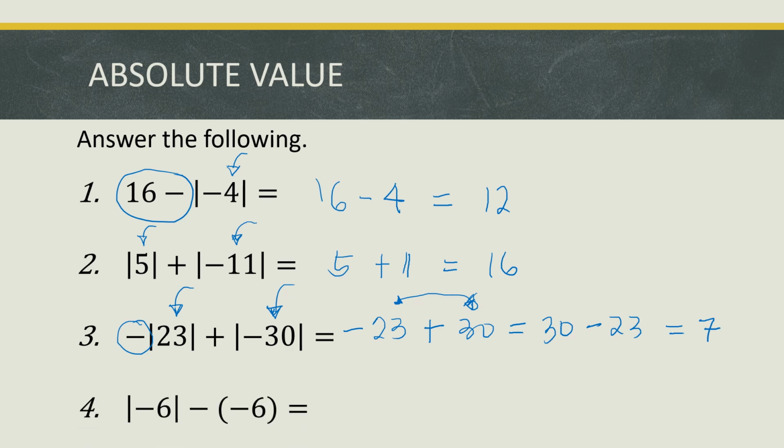Example number 4 is the absolute value of negative 6 minus what is inside the parentheses, which is negative 6. Take note of the difference between the absolute value and the parentheses. Get first the absolute value of negative 6, which is positive 6, minus, we're going to get the negative 6. Take note that if we have this negative and we're going to get its opposite, that would become positive. So we have now 6 plus 6, which is equal to 12.